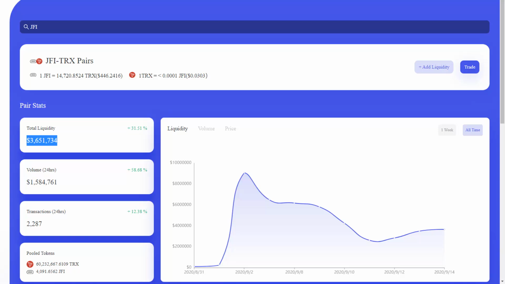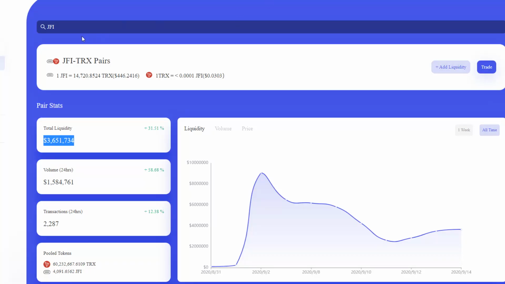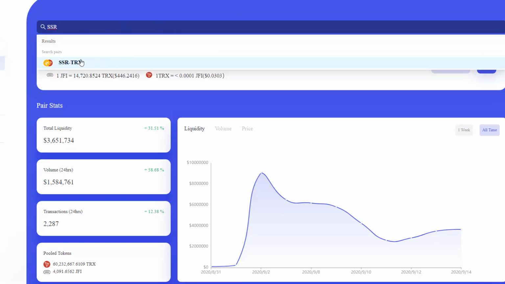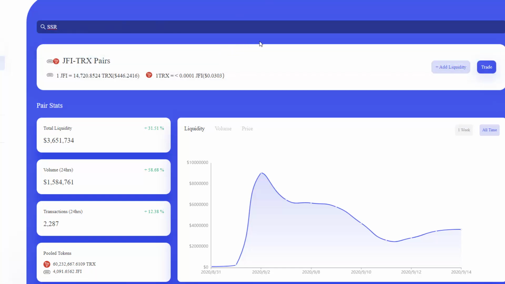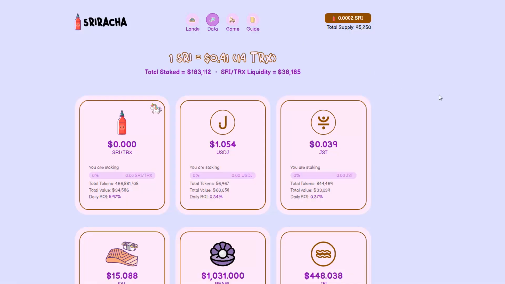And so this one here, SSR. Again, I'm not in this one, but you can also check the liquidity. Always check the liquidity. Can't stress this enough. See, 151. Would not touch this with a 10-foot pole. Here's why. Because look, remember our little friend Sriracha?